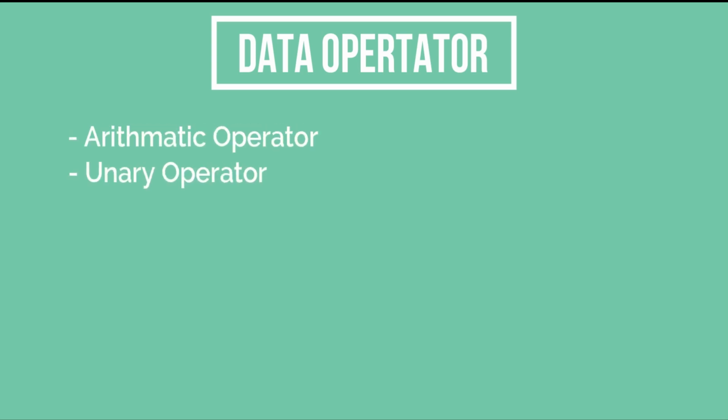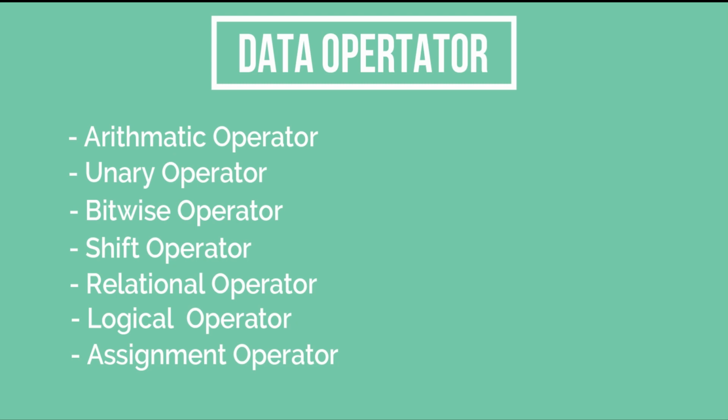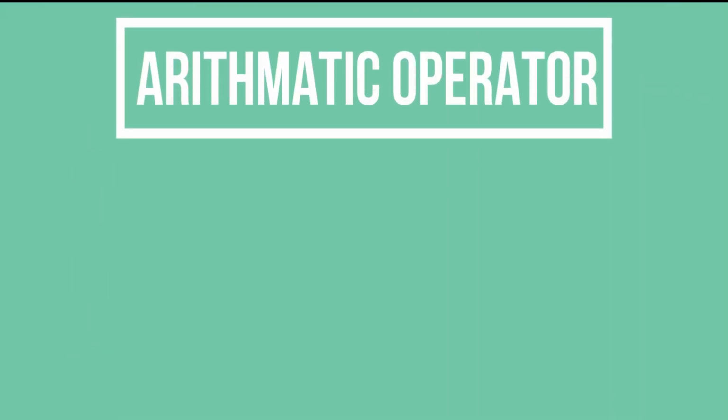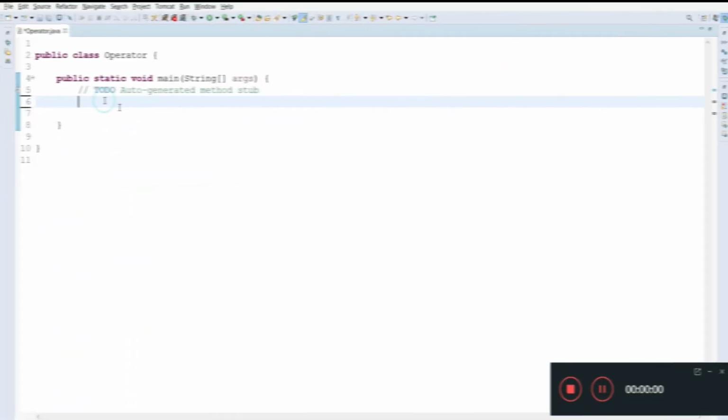Let's have a look at the different types of operators provided in Java. We have arithmetic operators, unary operators, bitwise operators, shift operators, relational operators, logical operators, and assignment operators. In this video I will be covering arithmetic operators and unary operators, and the rest of the operators will be covered in the next videos. Arithmetic operators provide five different operators: addition, subtraction, multiplication, division, and modulo. Now let's have a look at all these operators in Eclipse.